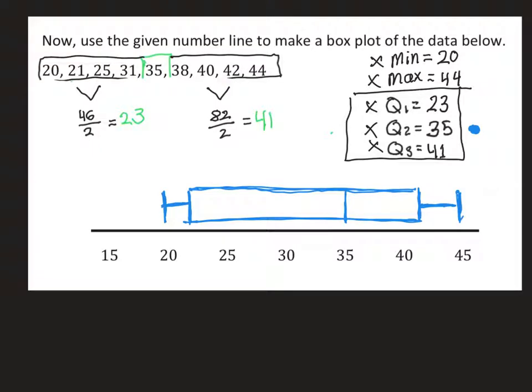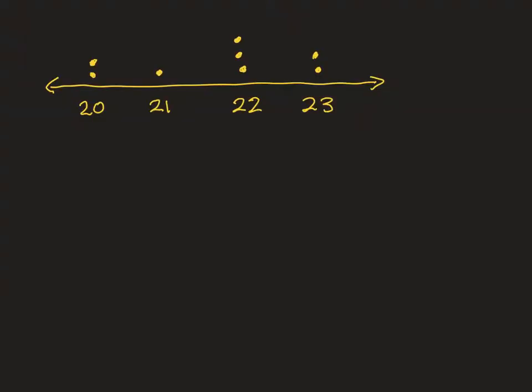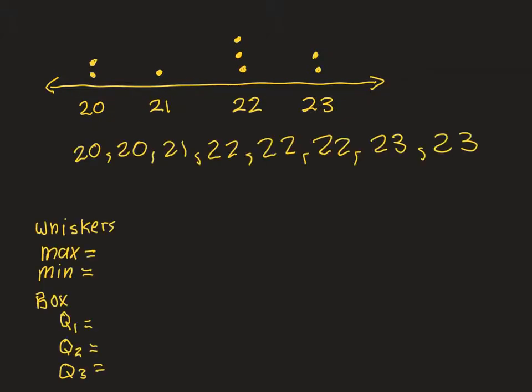Let's try another one. Let's say they gave you a dot plot. Oh no, what do I do? Oh, that was easy. Now that you got your data set, you have to ask yourself, is it in order? And the answer is, yeah, it's in order. Cool. Now, the next part is easy. Gotta look for your whiskers. Well, your whiskers are the lowest and highest number in your data set. Well, what's my lowest number? 20. What's my highest number? 23. So my minimum is 20. My maximum is 23.